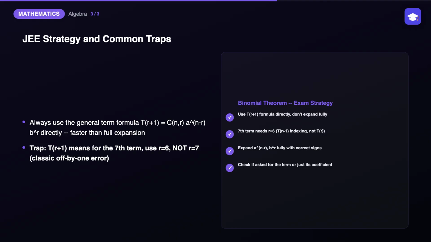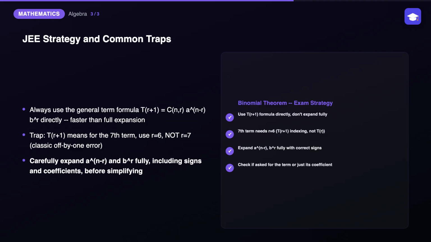A frequently tested trap involves the actual numbering. Remember, the general term is T(r+1), not T(r). So if a problem asks for the 7th term, you must correctly substitute r equals 6 into the formula, not r equals 7. This off by 1 indexing error is one of the most common mistakes made throughout this entire topic.